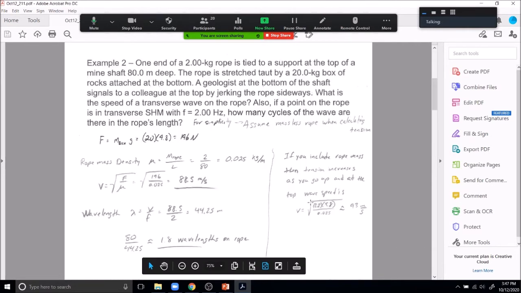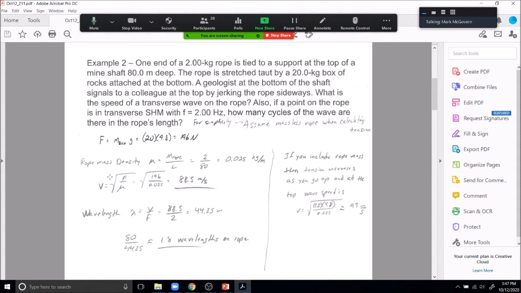All right, so this is a bit of an odd question here. We have one end of a 2 kilogram rope tied to a support at the top of a mine shaft that's 80 meters deep. What? All right, the rope is stretched taut by a 20 kilogram box of rocks attached to the bottom. Okay. A geologist at the bottom of the shaft signals to a colleague at the top by jerking the rope sideways. Great. What is the speed of transverse waves in the rope?